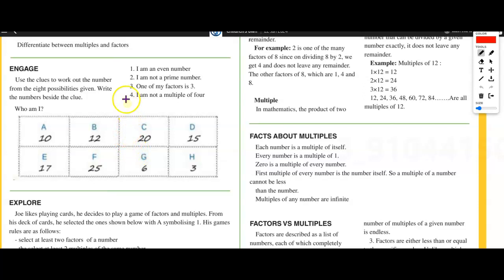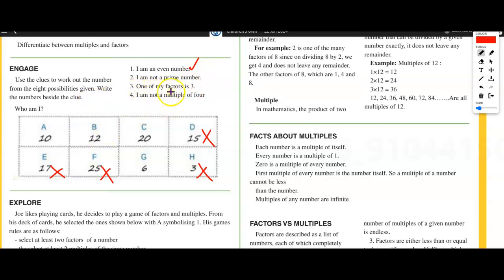All right, so let's look at this now. It says I am an even number. Okay, so we can take out anything that is odd then. So 3 would be gone, 15 would be gone, 25 would be gone, 17 would be gone because it says I am an even number. I am not prime. Okay, so we have no even prime numbers, except 2, and 2 is not here.